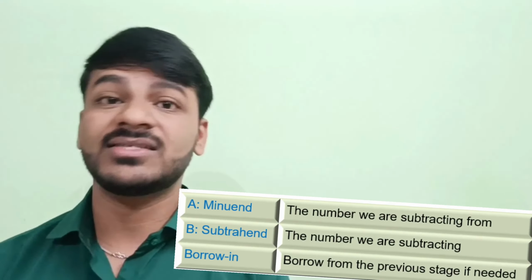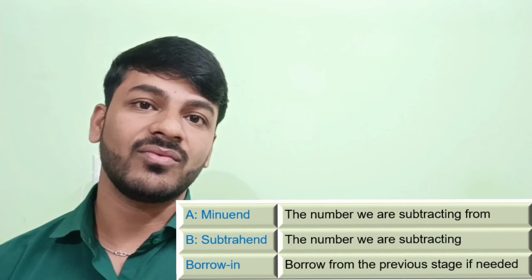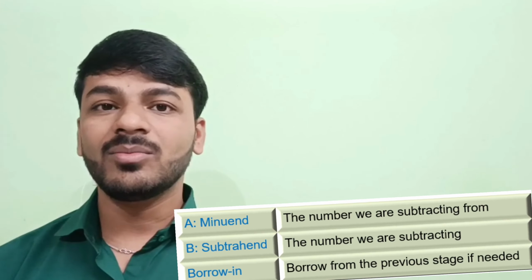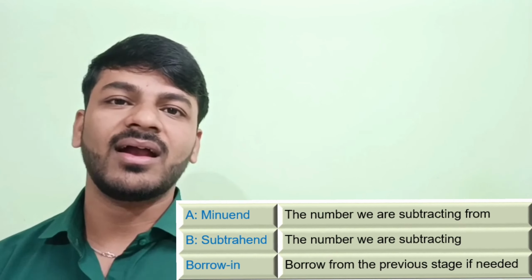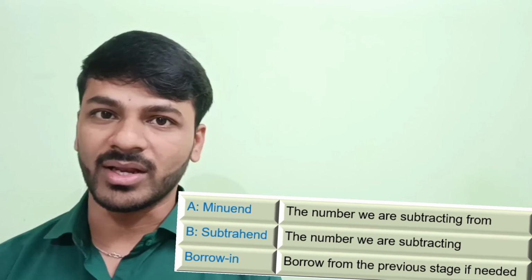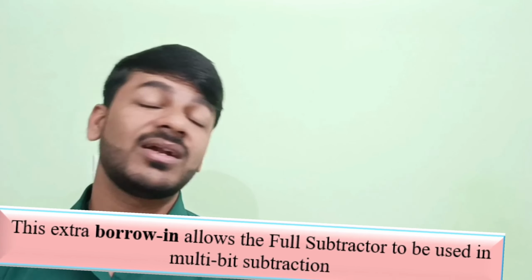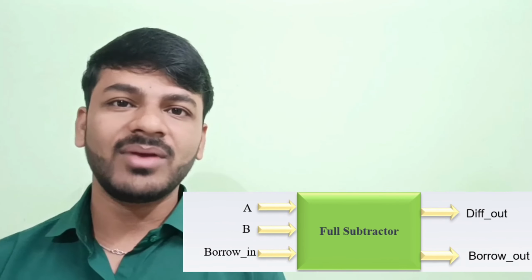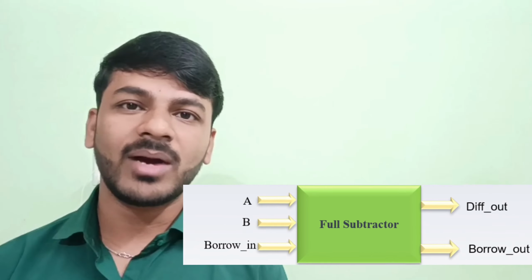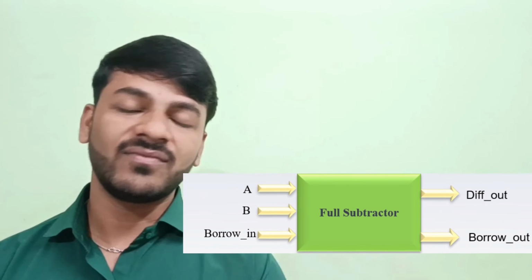Basically, a full subtractor is designed to handle three inputs. The first input is the minuend, the number we are subtracting from. The second input is the subtrahend, the number we are going to subtract, and the third input is borrow in. This allows the full subtractor to be used for multi-bit subtraction. Now, the block diagram of a full subtractor has three inputs: A, B and borrow in. A is the minuend, B is the subtrahend, and it has two outputs, difference out and borrow out.